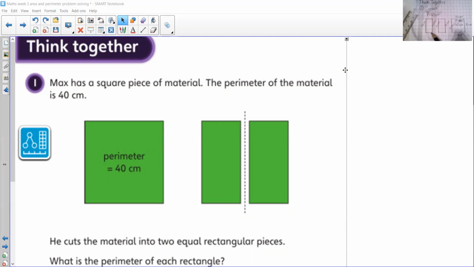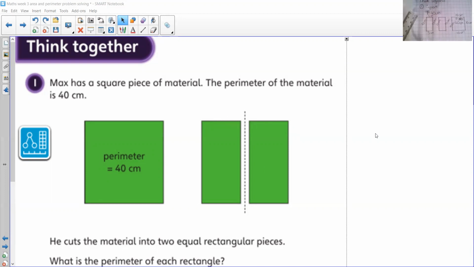Would this side be 10? This bit here, would these bits be 10? Well, hopefully you can see that the whole thing would be 10. Now it's been cut in half. 10 divided by 2 is 5. So that would be 5 centimetres. And that would be 5 centimetres.